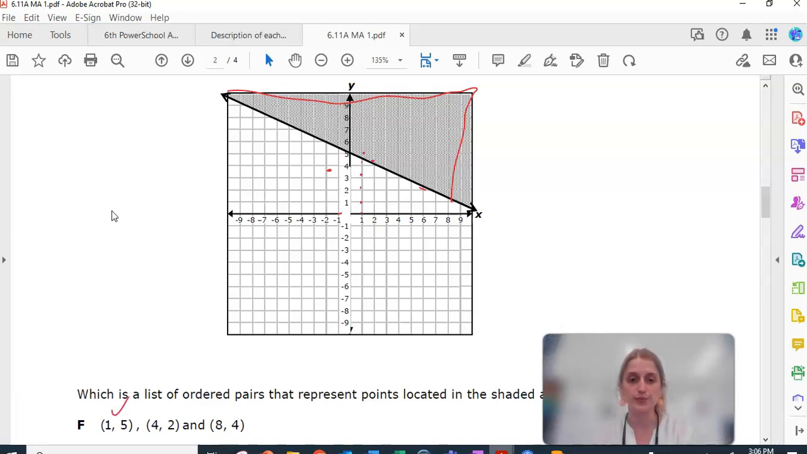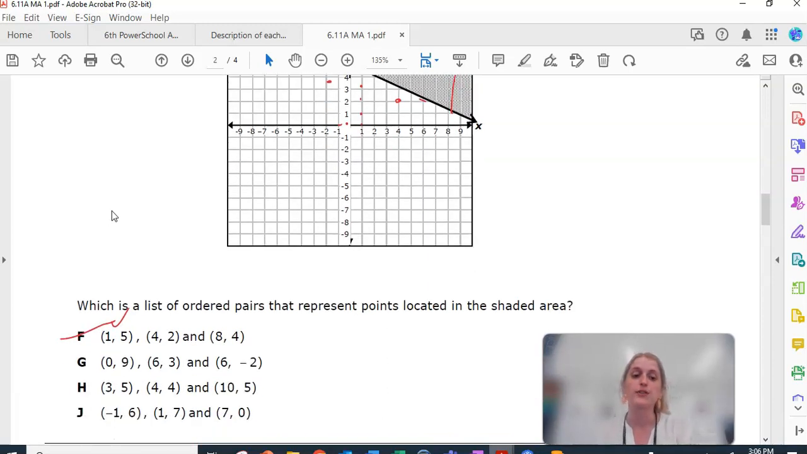And then I have 4, 2. Starting at my origin, going over 4, up 2. Ooh, that dot is not in the gray. I'm not even going to check the last ordered pair. F is not my answer. So you're going to graph all three of these, all three G, H, J options. The minute you get one that's not part of the gray area, you don't have to keep testing the rest of those points. You have to test all three in the correct answer to make sure that all three work.